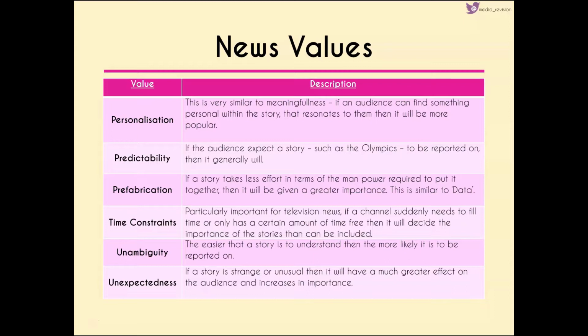Unambiguity is basically the easier that a story is to understand, the more likely it is to be reported on. And unexpectedness is if a story is strange or unusual, then it will be given more time and more importance because it's going to have a greater impact on the audience.